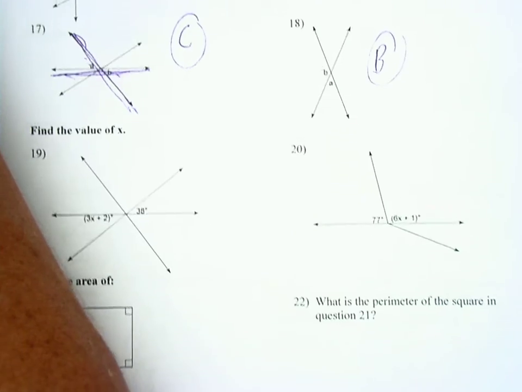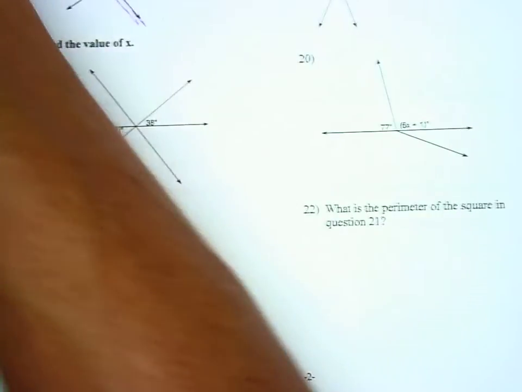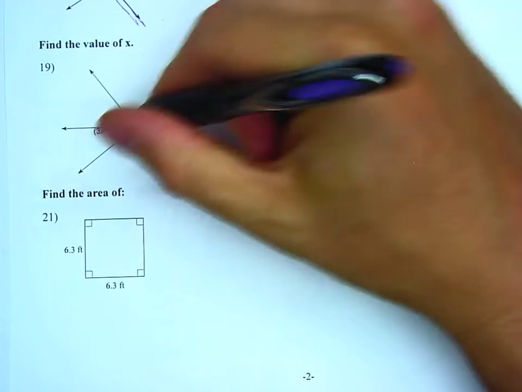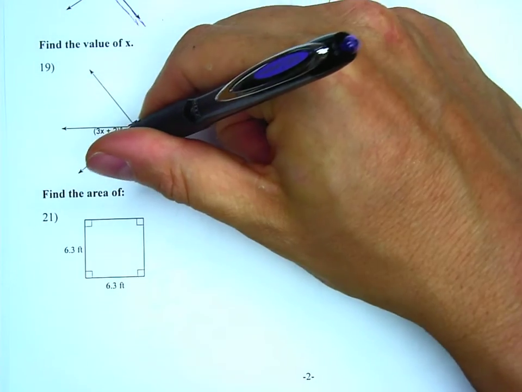Okay, question 19. These are vertical, so these will be equal. So 3x plus 2 will equal 38, so I'll take 2 from 38.